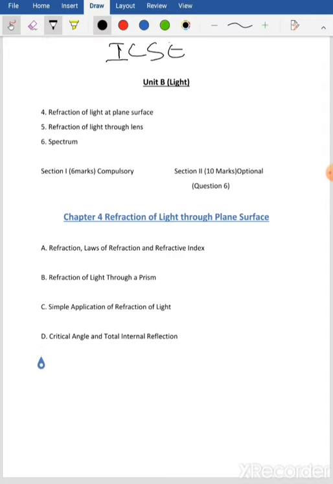Your unit B, that is light, consists of three different chapters. That is chapter number 4 as per your book, refraction of light at plane surface, chapter 5, refraction of light through lens, and the 6th chapter is your spectrum. So there are 3 chapters under this unit which you have to prepare.